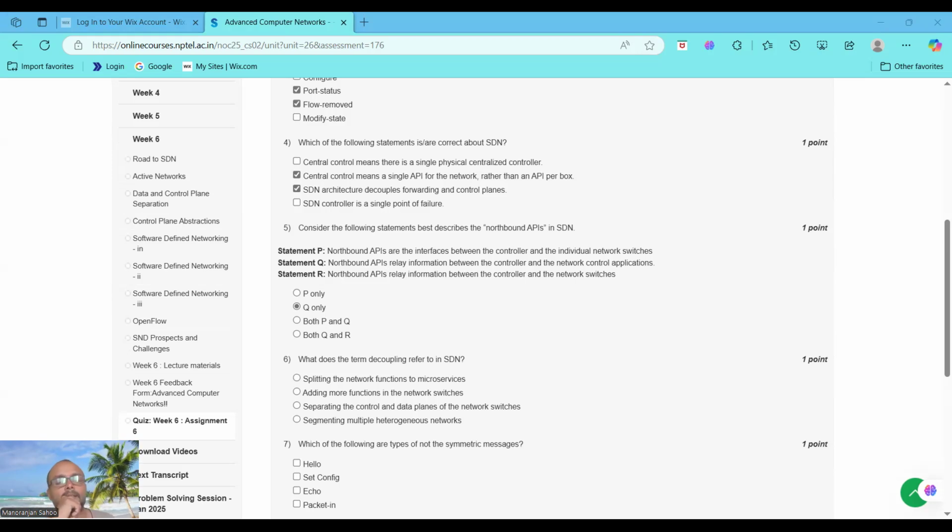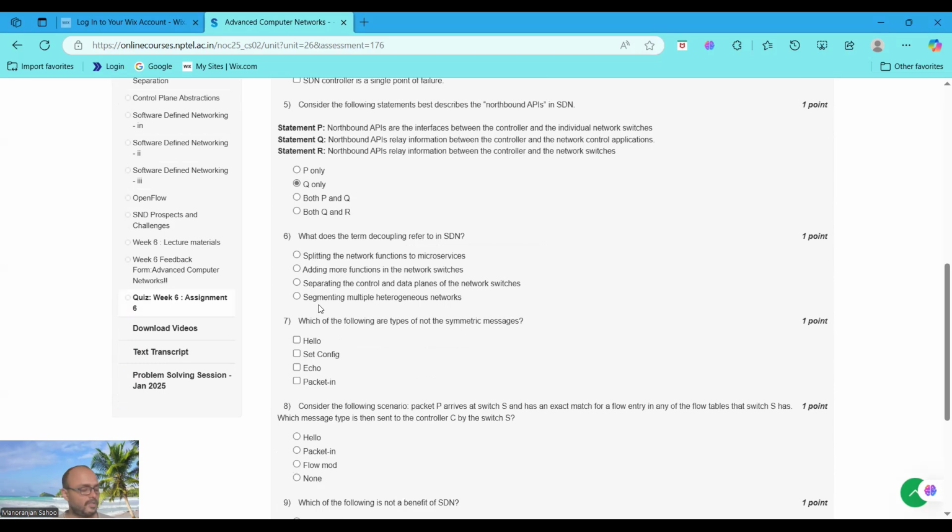Why can we say it is a correct statement? Northbound API relays information between the controller and the network control applications. But statements P and R are incorrect. Why? Because the northbound API is not the interface between the controller and the individual switches. That is the role of the southbound API, that is OpenFlow. So only statement Q best describes the northbound API in SDN.